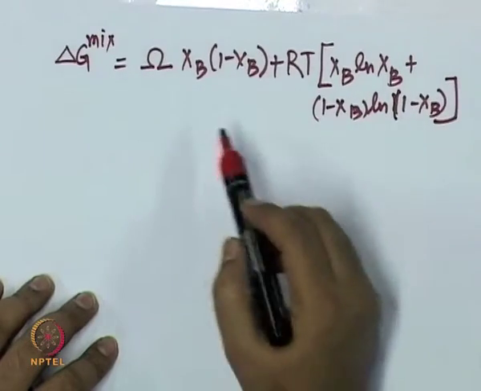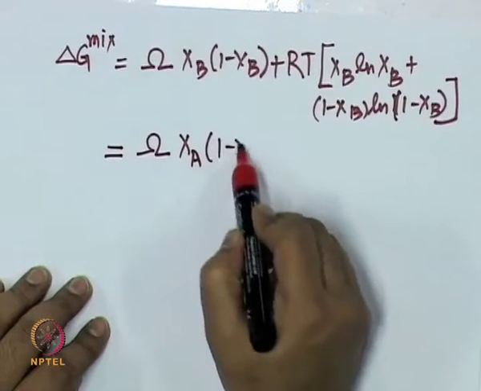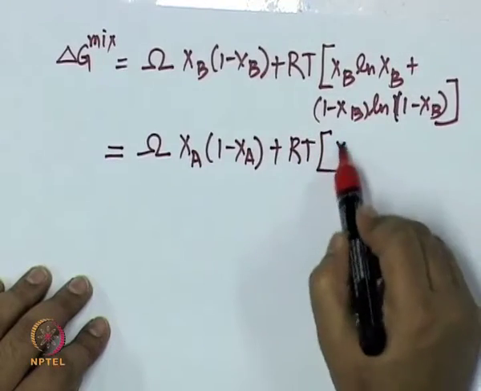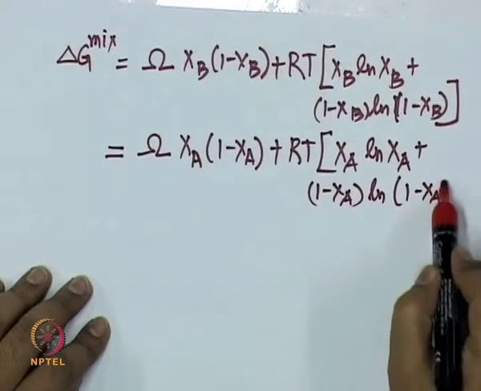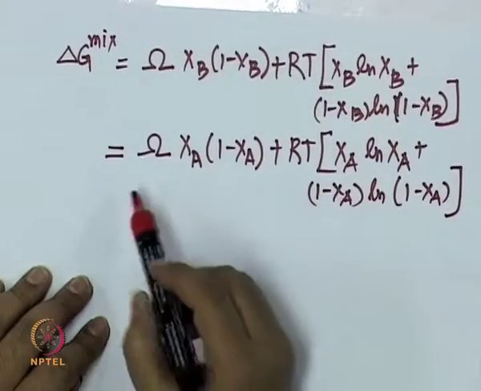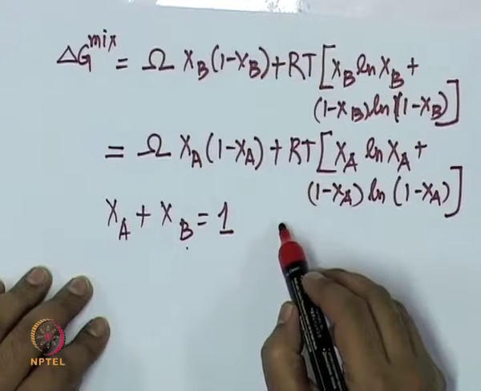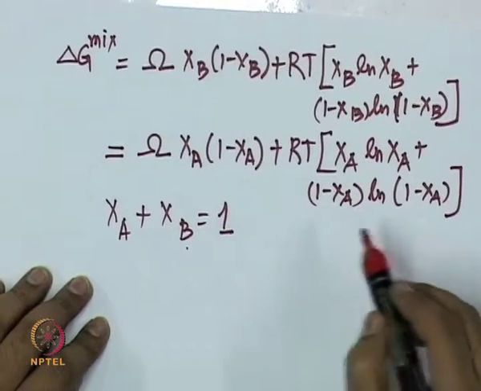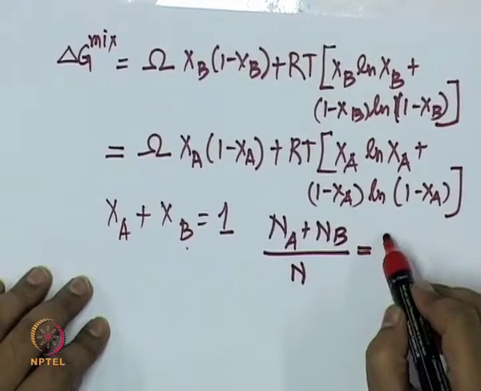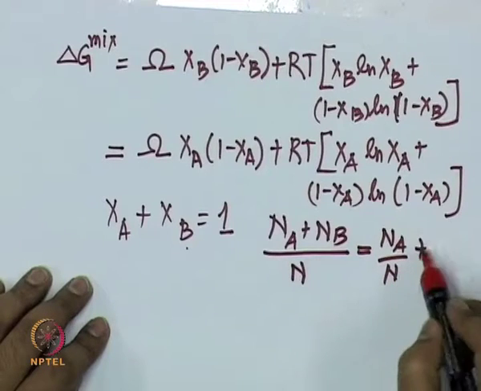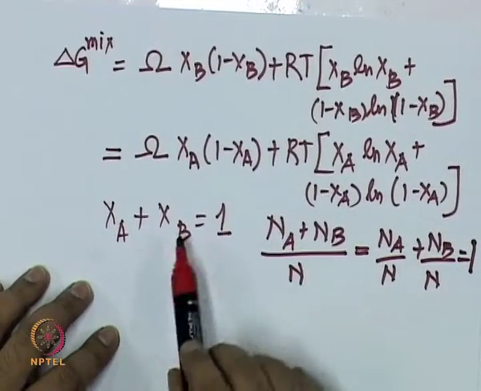If you remember, in the first module, when I derived this expression, I wrote it as omega xa (1 minus xa) plus RT [xa log xa plus (1 minus xa) log (1 minus xa)]. As you can see, these two expressions are the same. This is because xa plus xb is equal to 1. The total number of sites n is occupied by Na and Nb atoms, so Na plus Nb equals n, and dividing by n gives 1. So Na by n, which we defined as xa, plus Nb by n, which we defined as xb, is equal to 1. Thus we have this symmetry between xa and xb.